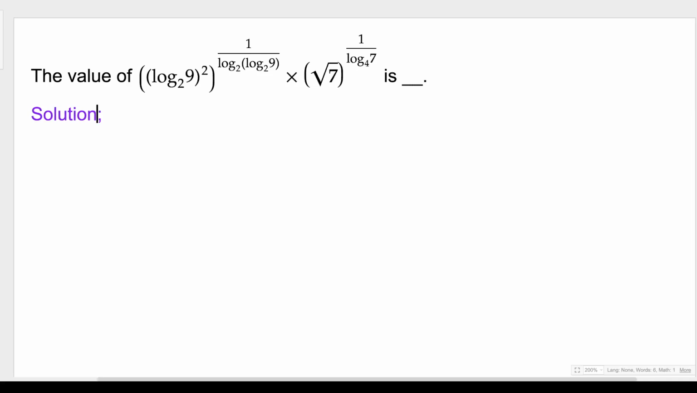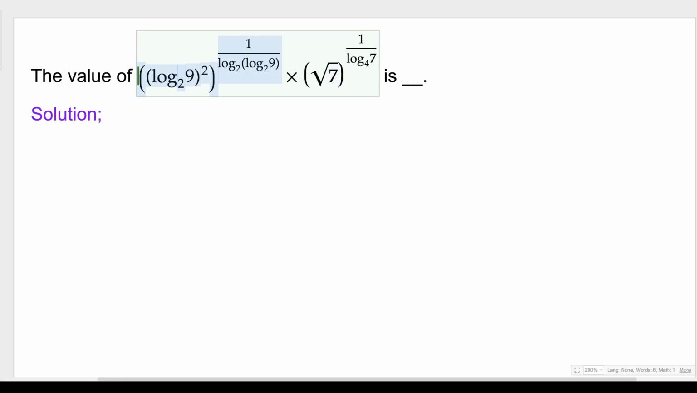Consider this given problem statement. We need to compute the value of this particular expression. In this expression we have log of 9 base 2 whole squared, and in the power we have 1 over log base 2, and in the argument we have log of 9 base 2 times square root of 7 to the power 1 over log 7 base 4. So this is the expression that we need to resolve.